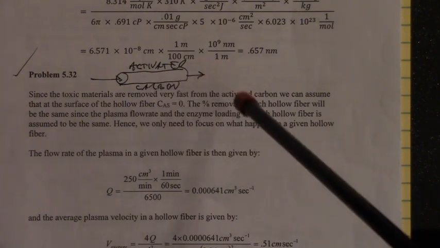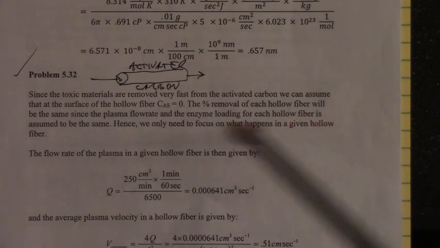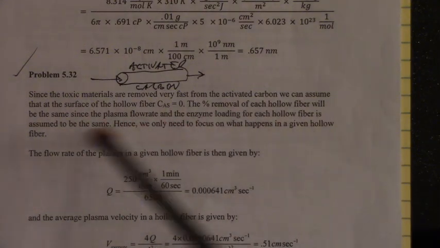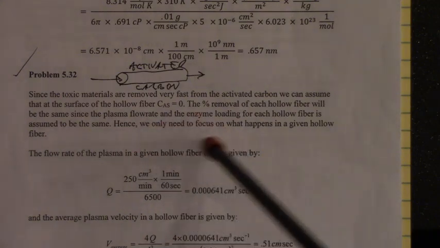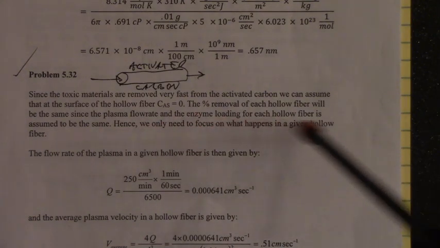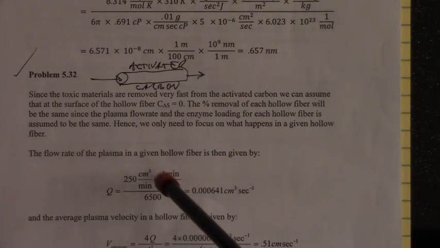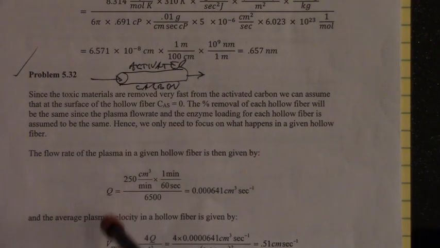And then the percent removal of each hollow fiber will be the same, since the plasma flow rate and the enzyme loading for each hollow fiber is assumed to be the same. And we only need to focus then on what happens in one hollow fiber. And then the flow rate of the plasma in a given hollow fiber is given by this equation.